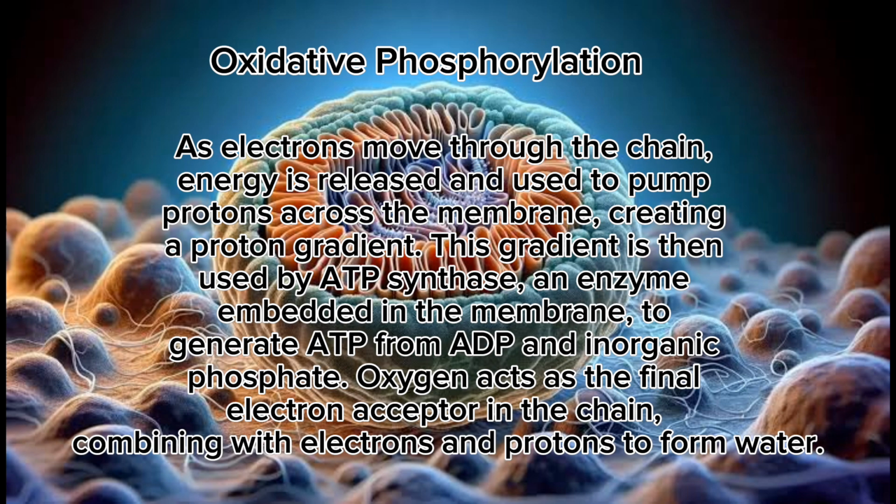As electrons move through the chain, energy is released and used to pump protons across the membrane, creating a proton gradient. This gradient is then used by ATP synthase, an enzyme embedded in the membrane, to make ATP from ADP and inorganic phosphate. Oxygen acts as the final electron acceptor in the chain, combining with electrons and protons to form water.